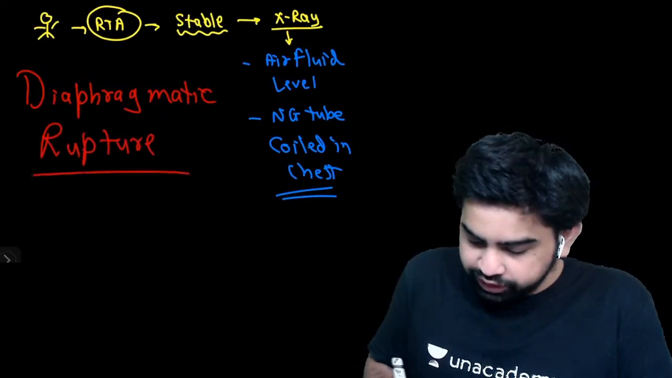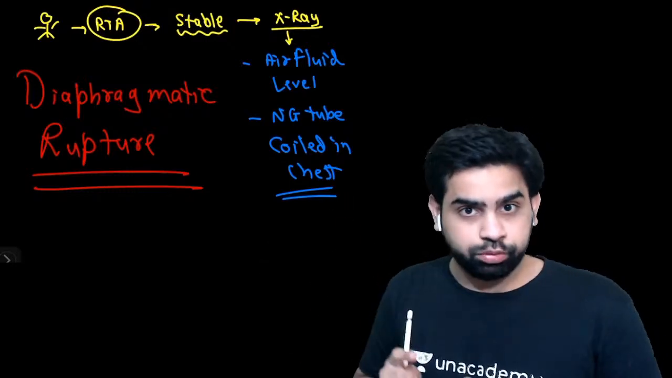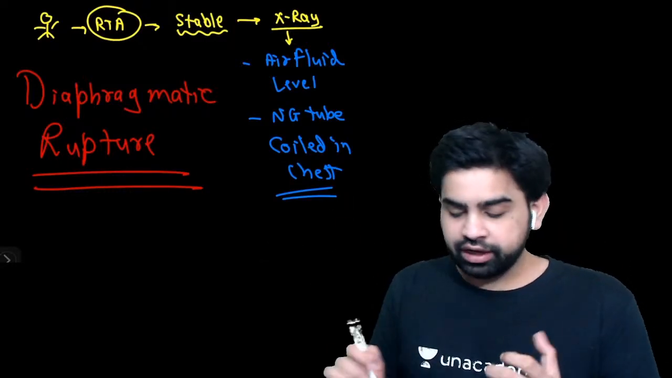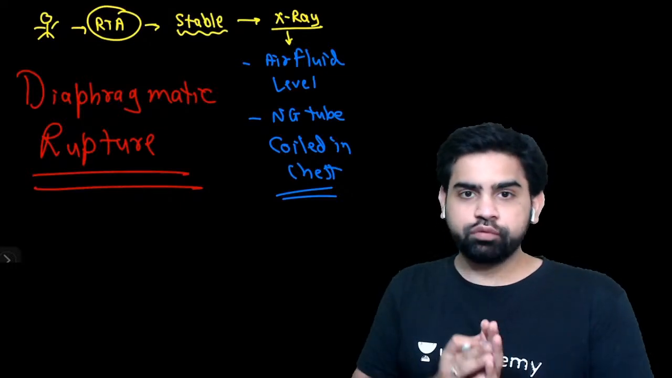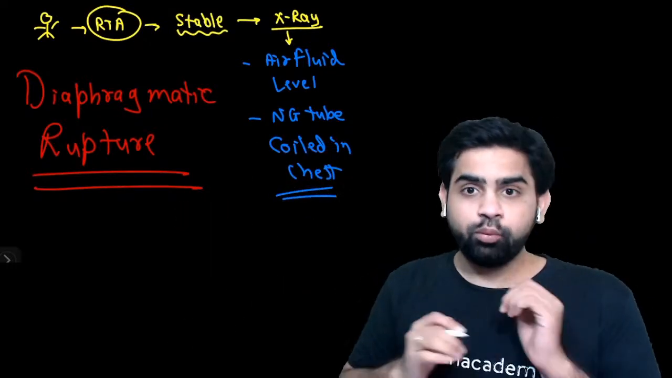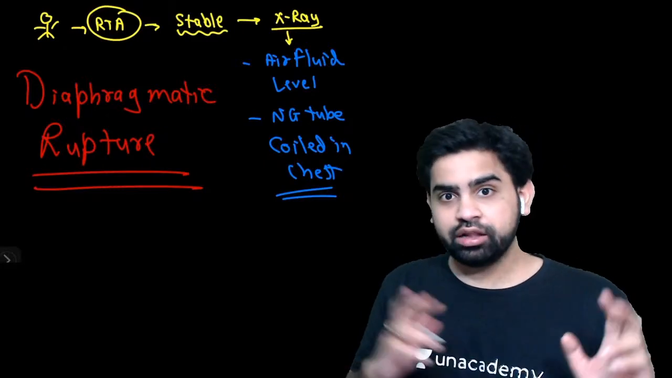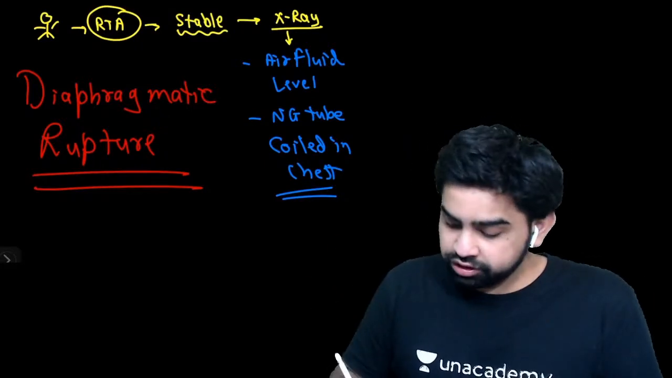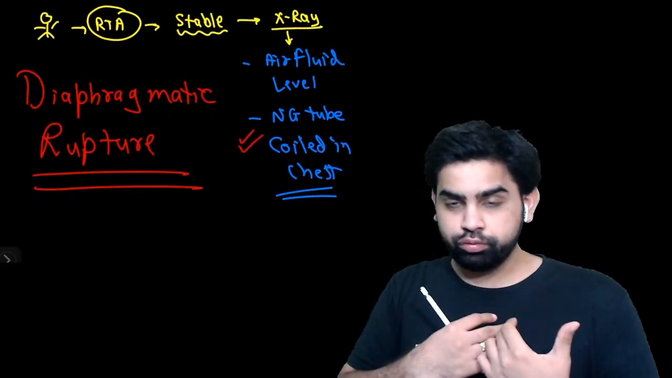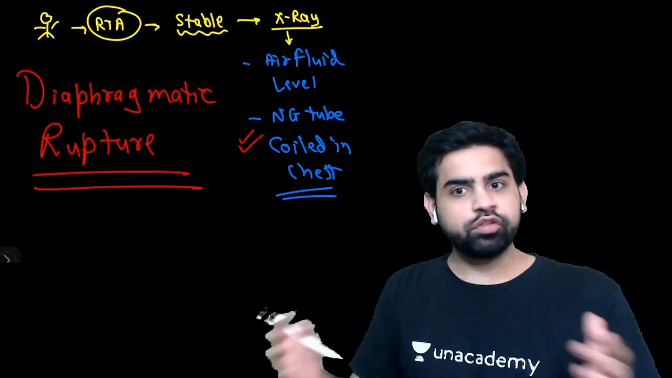Do you get this point, guys? Here the patient is asymptomatic, but the patient is having a diaphragmatic rupture. Around 4% of patients with a blunt road traffic accident might come to you with a diaphragmatic rupture. Most of these patients are asymptomatic when they present to you. The buzzword is coiling of the nasogastric tube in the chest. Just this finding gives you the diagnosis, guys.